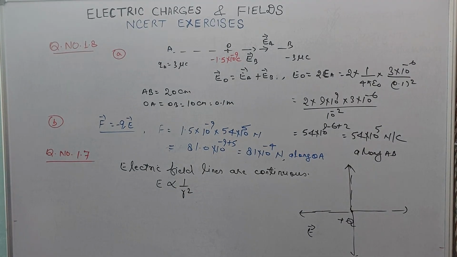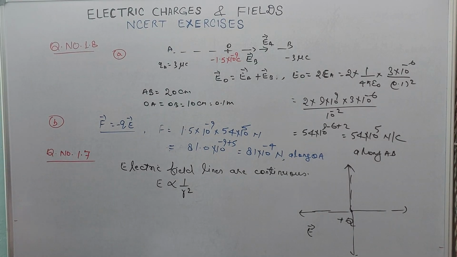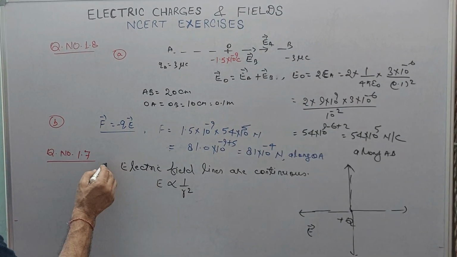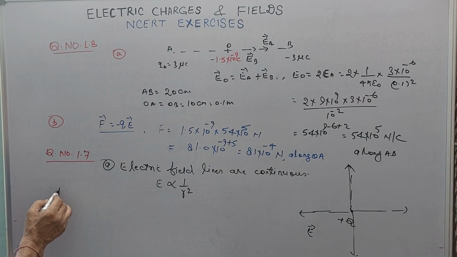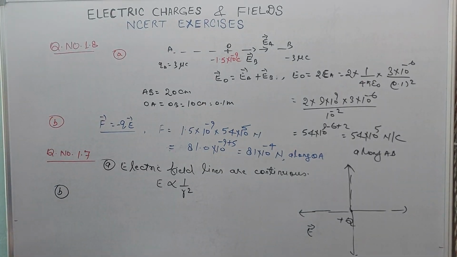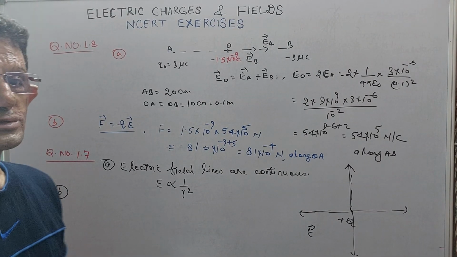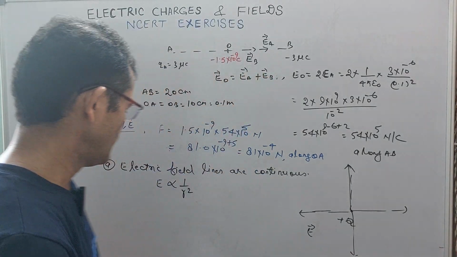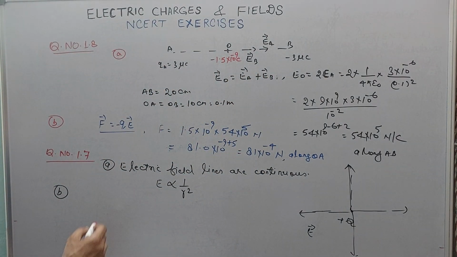And the second part: explain why two field lines never cross each other. This is our first part, that electric field lines are continuous. And in the second part, any two electric field lines will not intersect. Suppose that these are the field lines, one is this one, another field line is this one.